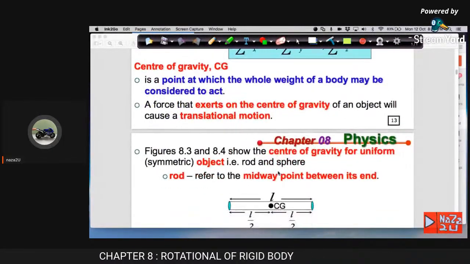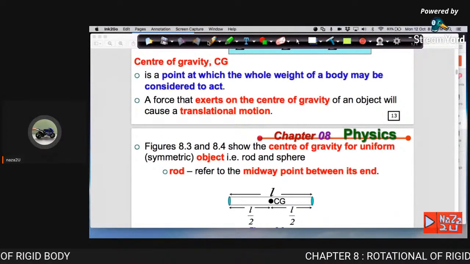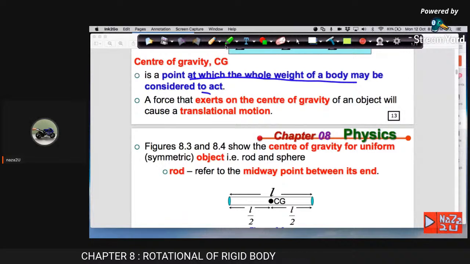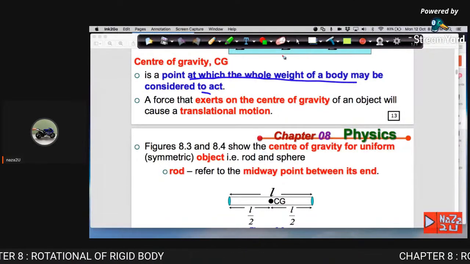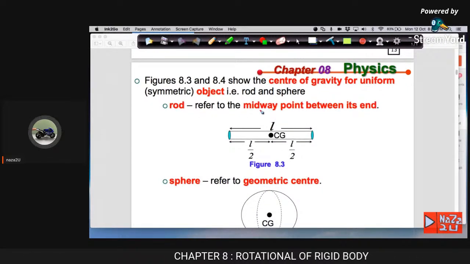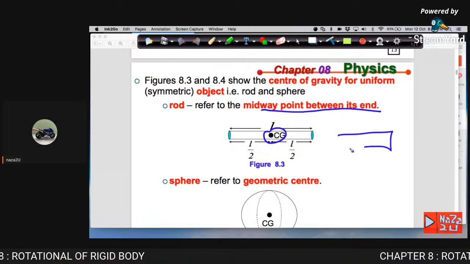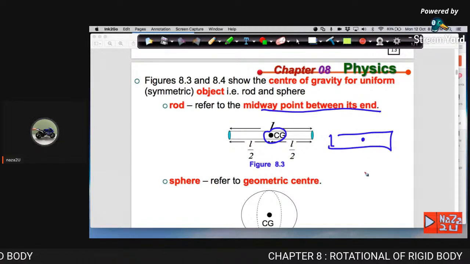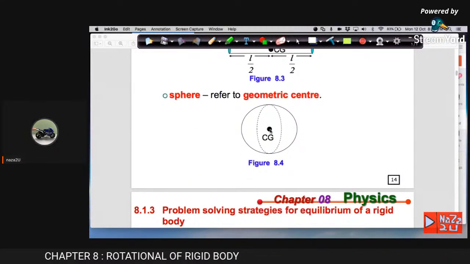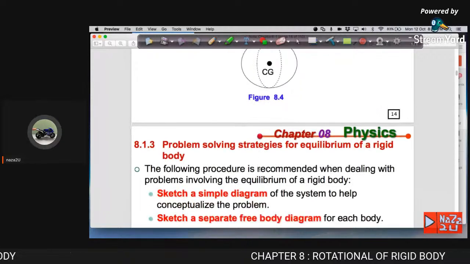So next is the center of gravity, or CG. The center of gravity is the point at which the whole weight of the body may be considered to act. If you look at the diagram here, if we have a rod, the midway point between the ends is the center of the object. The middle is the center of gravity. For a spherical object, the geometric center is in the middle here. Alright. Okay, we will go to problem solving.